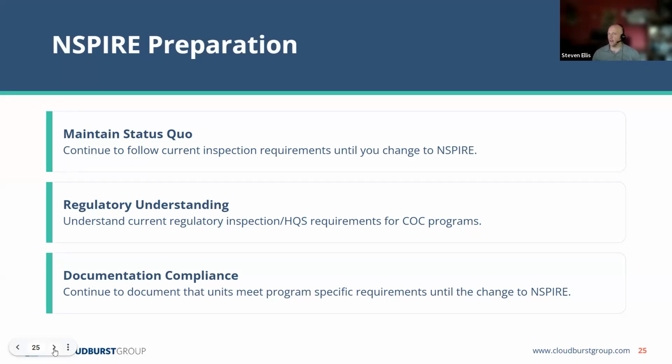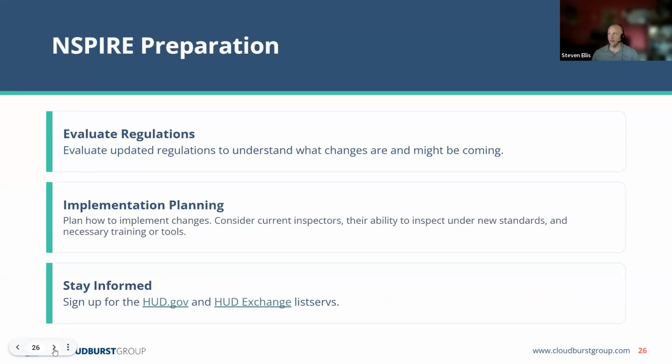So you can maintain the status quo as part of your NSPIRE preparation because that gives you some time to read and do some research without worrying about operationalizing it. Make sure what you are doing today is correct HQS and that you are documenting it correctly and your policies and procedures all reflect that. Because one of the big pieces for NSPIRE is that you're going to have to change your policies and procedures. And if you don't have them now, that will be a bigger lift. Check your documentation. Make sure that's in the file, make sure it's properly filled out, make sure it tells the story that you want it to tell, because that will be huge for NSPIRE.